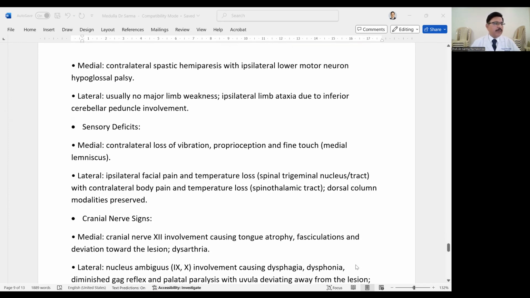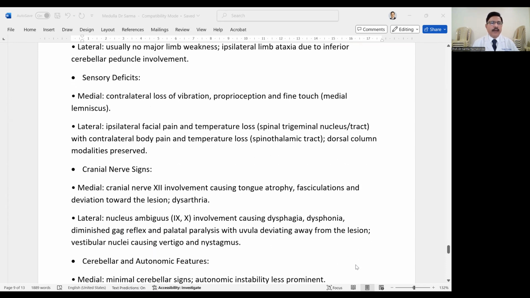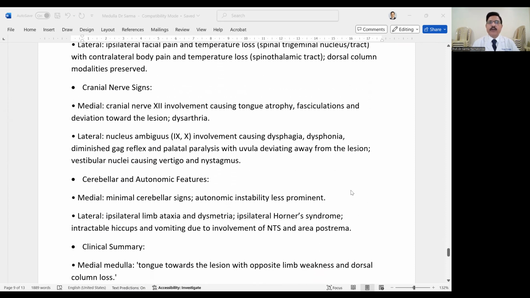What are the sensory defects? Medial: contralateral loss of vibration, proprioception, fine touch, that is the medial lemniscus. Lateral: ipsilateral facial pain and temperature loss, spinal trigeminal nucleus; contralateral body pain and temperature because of the spinothalamic tract; dorsal column sensations preserved. What will be the cranial nerve signs? Medial: cranial nerve 12, involving the hypoglossal nerve, atrophy of the tongue, fasciculations, deviation towards the same side, dysarthria.